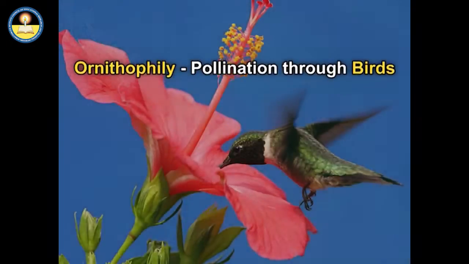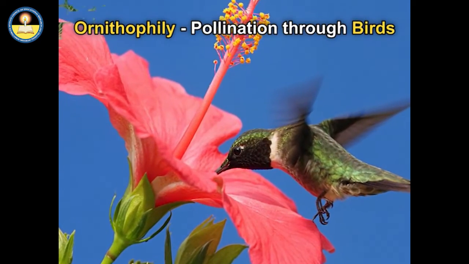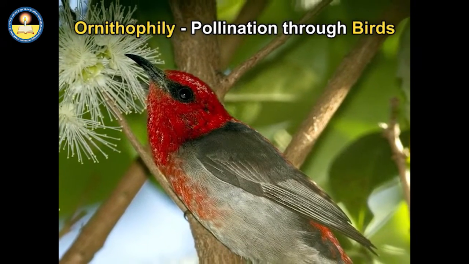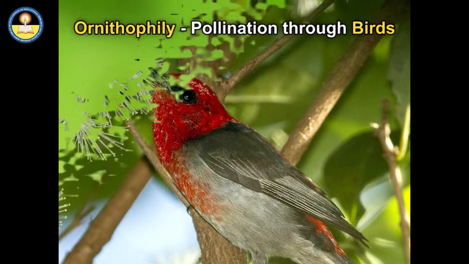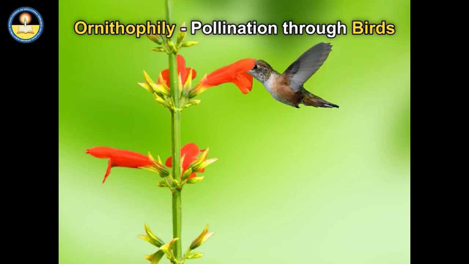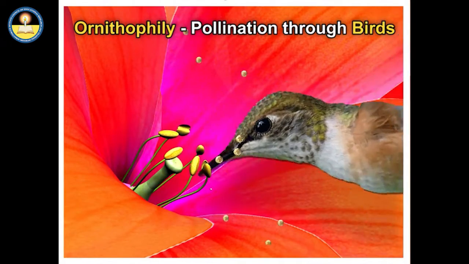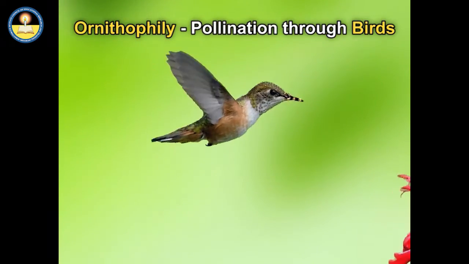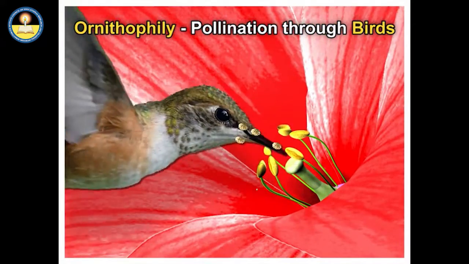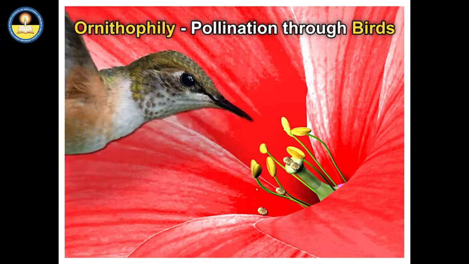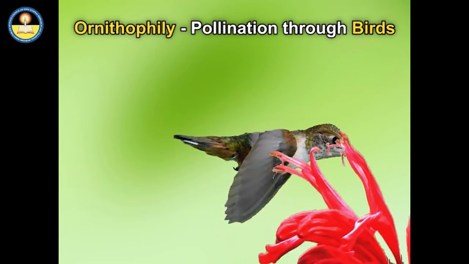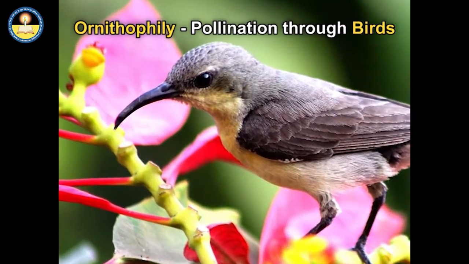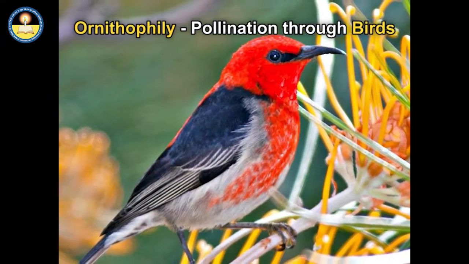Ornithophily. Pollination through birds. Birds can obtain only one staple food from flowers, and that is nectar. A bird goes to suck nectar from a flower and the pollens get stuck to its body. The bird-pollinated flowers have funnel-shaped or tubular corollas which are brightly colored. The common bird pollinators are hummingbirds, sunbirds, and honey eaters.